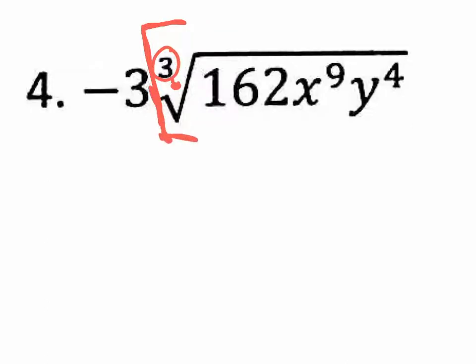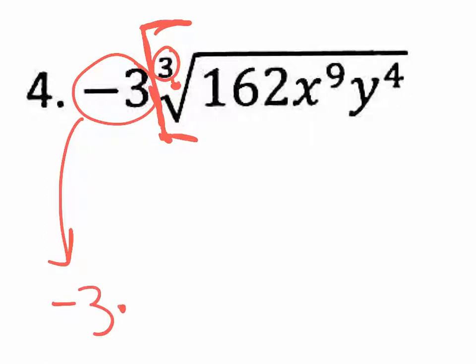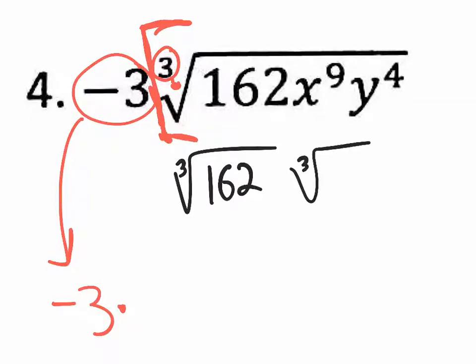So let's worry about doing the 3rd root first. Let's take this -3 and just bring it down and multiply it by our answer at the very end, okay? So let's deal with the 3rd root of 162 x to the 9th y to the 4th. That will be the 3rd root of 162, the 3rd root of x to the 9th, and the 3rd root of y to the 4th.